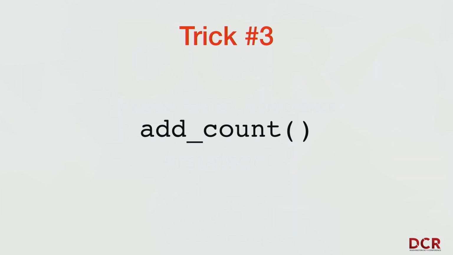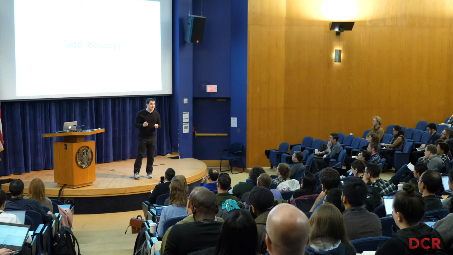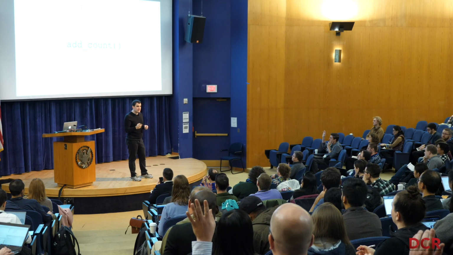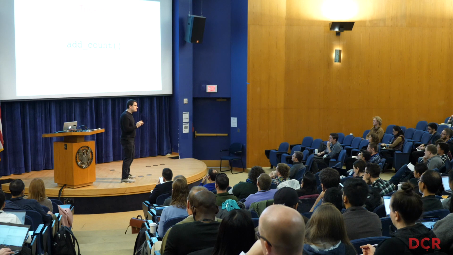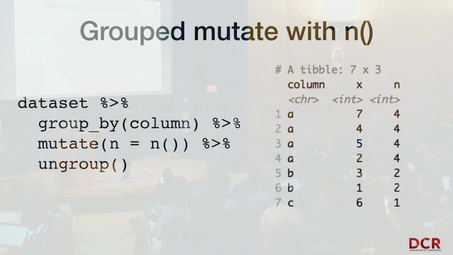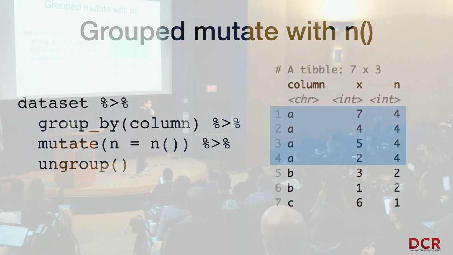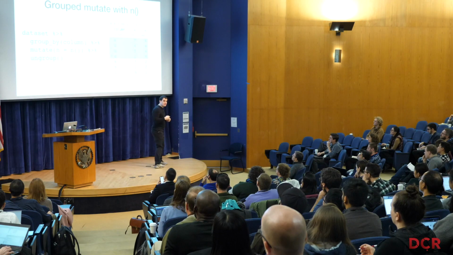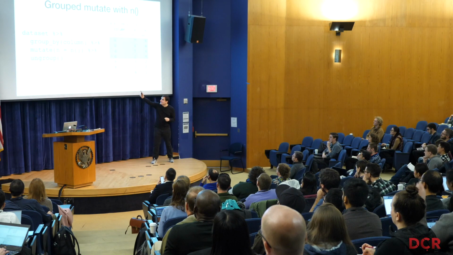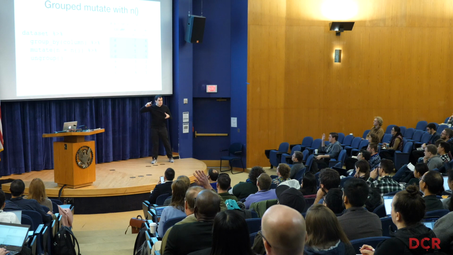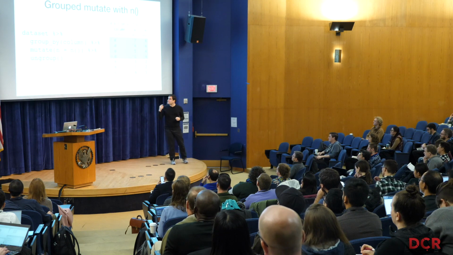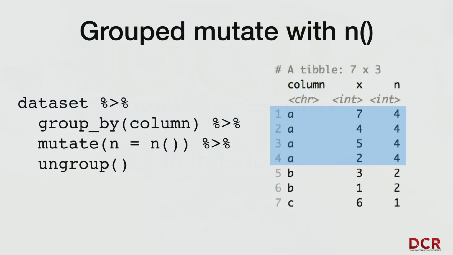Third is add count. Who's ever used the add count function in dplyr? This one was added, I think, about 3 years ago. It is a little bit more obscure. Who has ever had to do this? A group by, mutate, then ungroup, where all you're adding in is n equals n. It's really helpful, and we're going to see a couple cases where it's helpful.